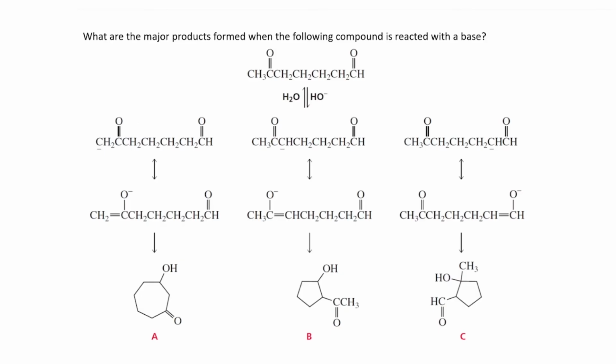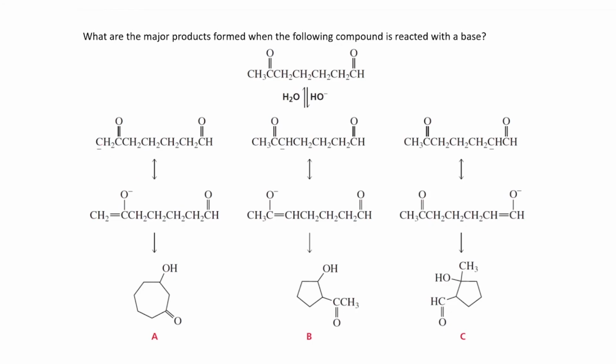Now to the next question. What are the major products which are formed when the following compound is reacted with the base? If you recall, in the previous examples, we looked at intramolecular aldol reactions. And so here we're just looking at this in a little bit more detail. So let's look at this systematically. The first thing that we do here is go from left to right. The enolate that is going to be produced first would be this. And this is the enolate that can be produced.